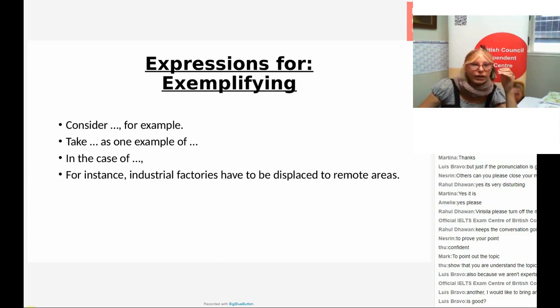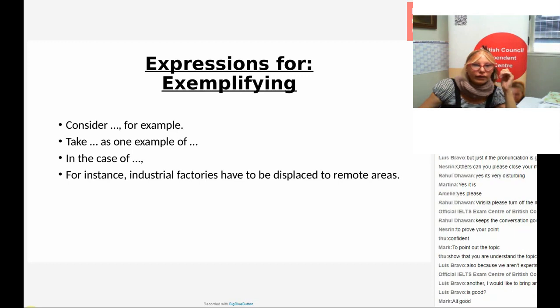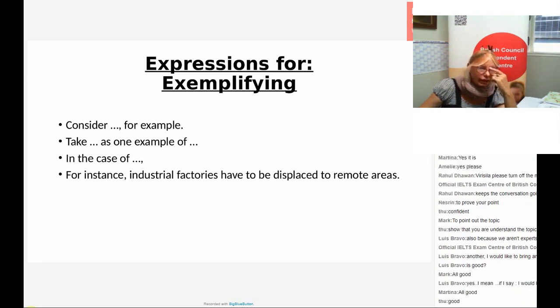Okay, are there any questions at this point? All good? Any questions? All good? Okay. Bring an example. No, not in English, not bring, but give. Give or provide.